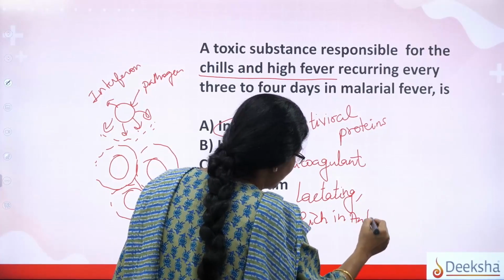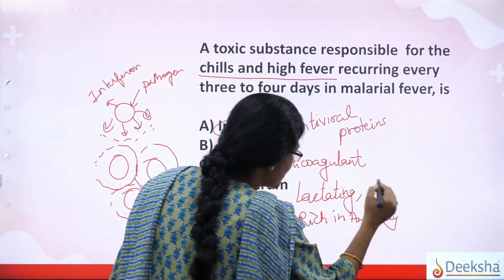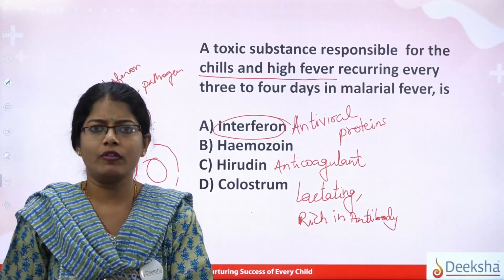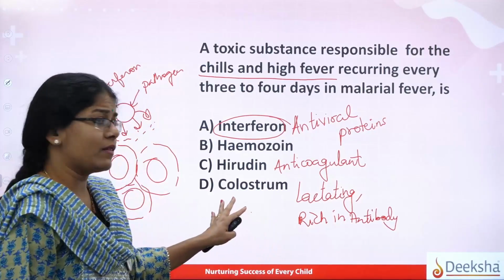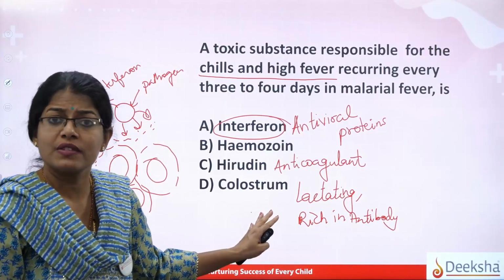We will be talking about this again. So this colostrum is a yellowish fluid present in the first milk of the lactating mother, and yes, it serves a very important function in the defense mechanism.